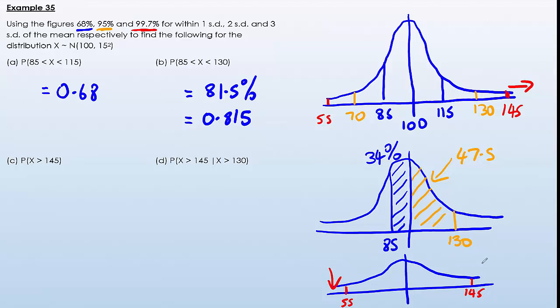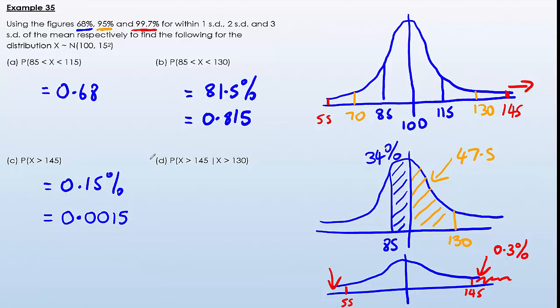And that must mean that outside of the 2 markers is a total of 0.3% to make up the 100%. And a half of that will be at this end. So that's 0.15%, half of 0.3. And then to turn that to a decimal, we divide by 100. So it will be 0.0015.